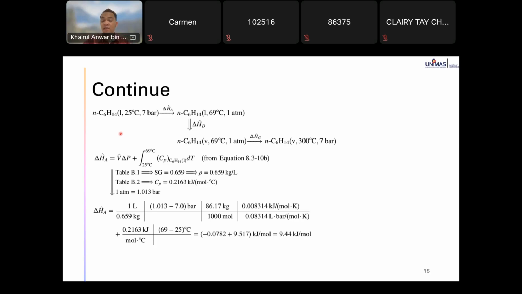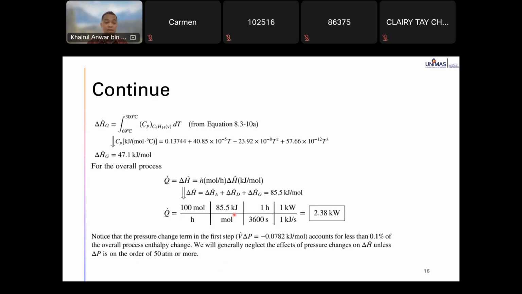Otherwise, it should be in terms of T, with many coefficients A, B, C, D. Okay, so HA is 9.44 kilojoules per mole. Then you calculate for D. D is delta HV, directly taken from table B1.